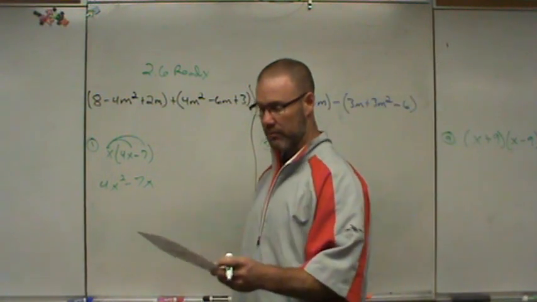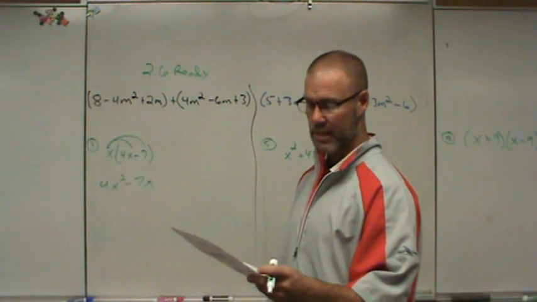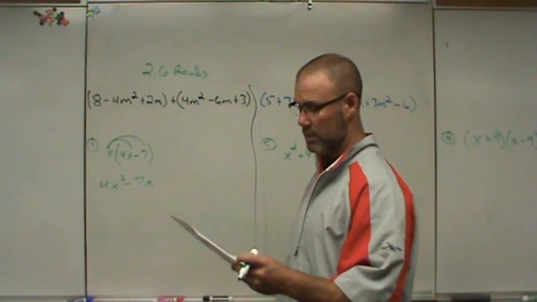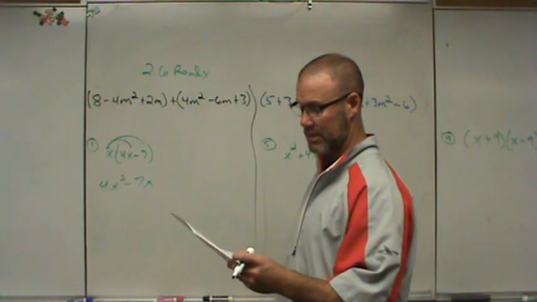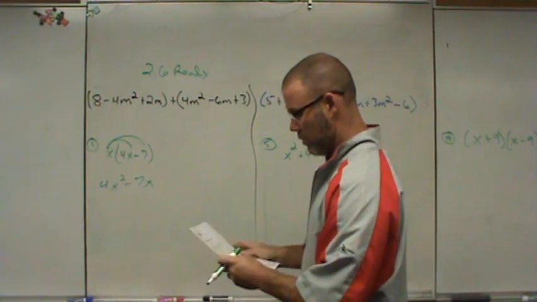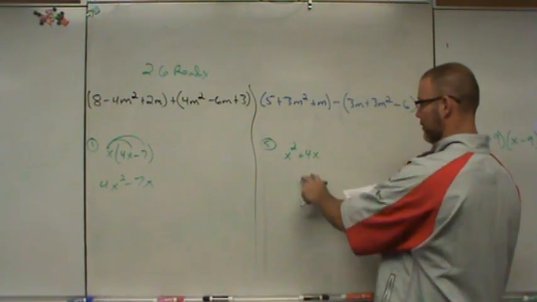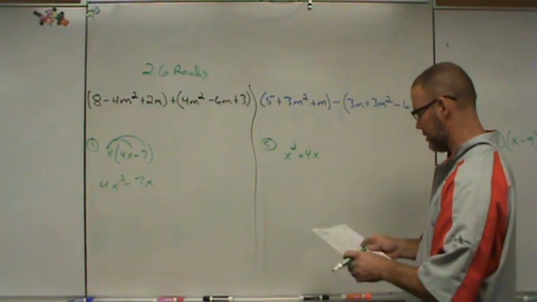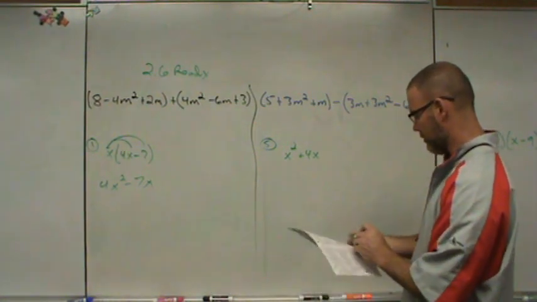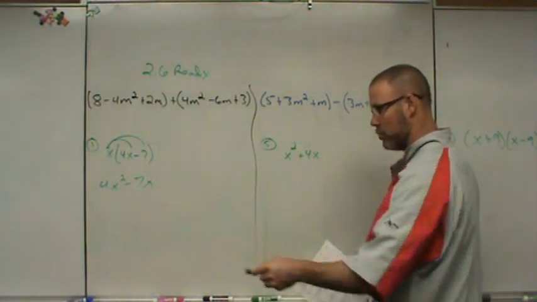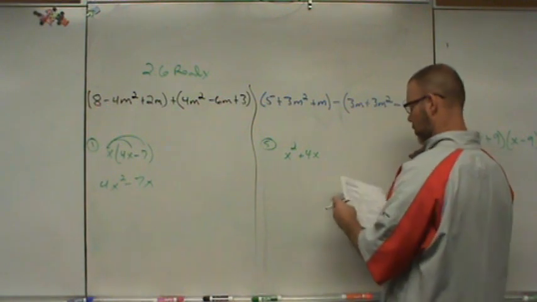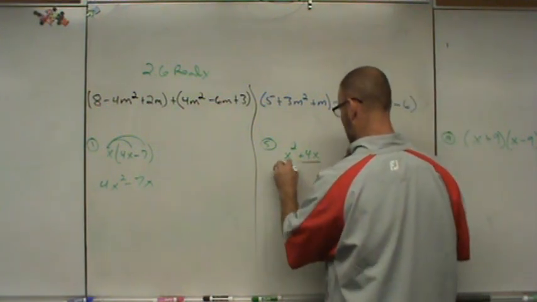Number 2 should have been 15x squared plus 40x. And number 3, 9x squared minus 6x. Then we move on to number 5. It says factor the following. What is factor? Factor means divide. So if I'm going to divide, that means I remove something. Well, I want to remove the greatest common factor.